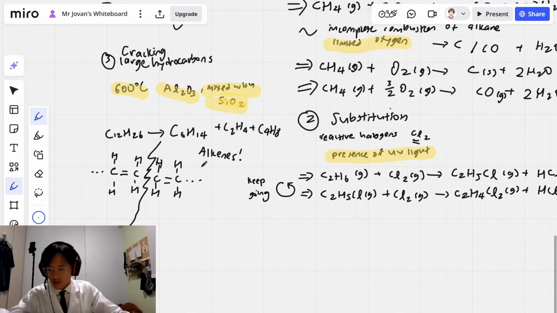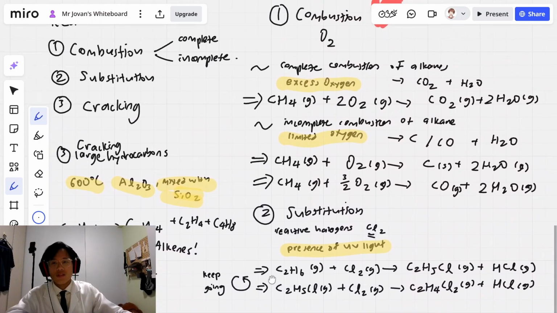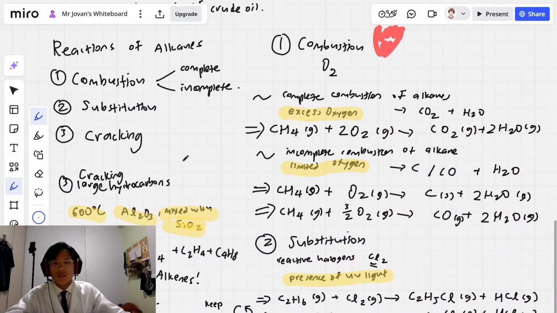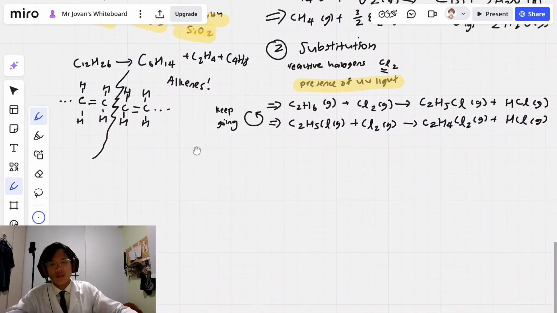So yep, let's move on. These are the three reactions of alkanes. Everyone please take note. You can pause the video if you want to copy anything down. Later, I will make a final mind map to collate everything. Okay, let's move on.